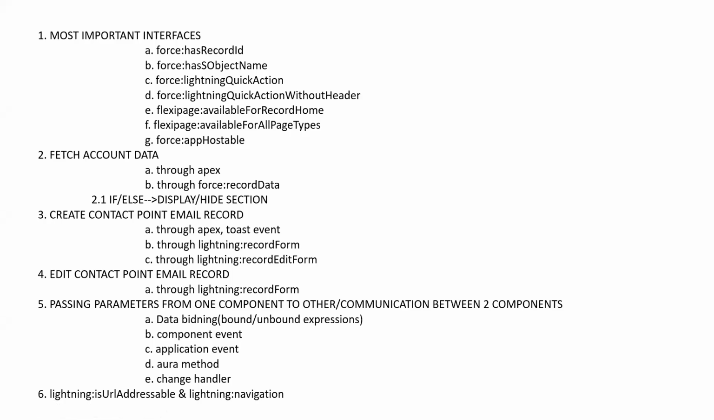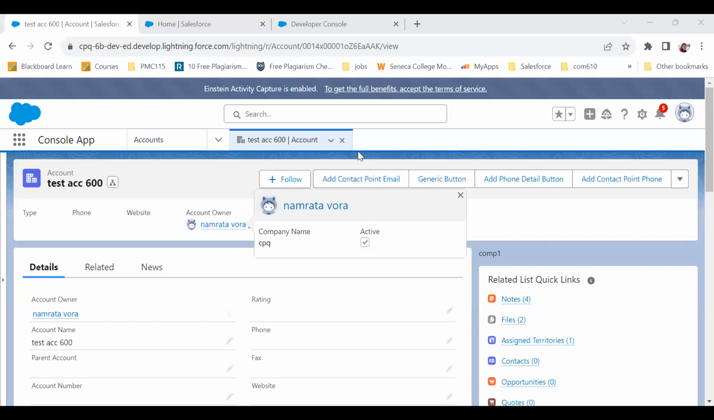Now we are going to see how the communication happens between two different Aura components, or how we can pass a parameter from one component to another. So let's quickly begin. The first thing that we are going to see in this is value binding, or data binding.